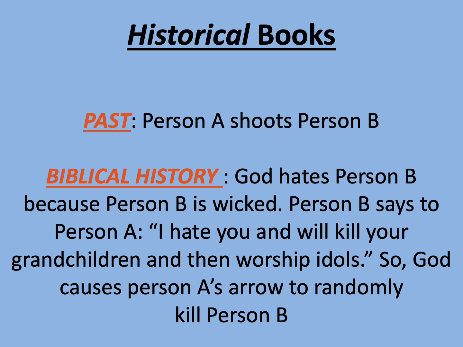The biblical history, though, gives an interpretation of those events. God hates person B because person B is wicked. Person B actually told person A, I hate you and I'm going to kill your grandchildren and then I'm going to worship idols. And so God causes person A's arrow to randomly kill person B. Now, that biblical history is really not that different from the past event.